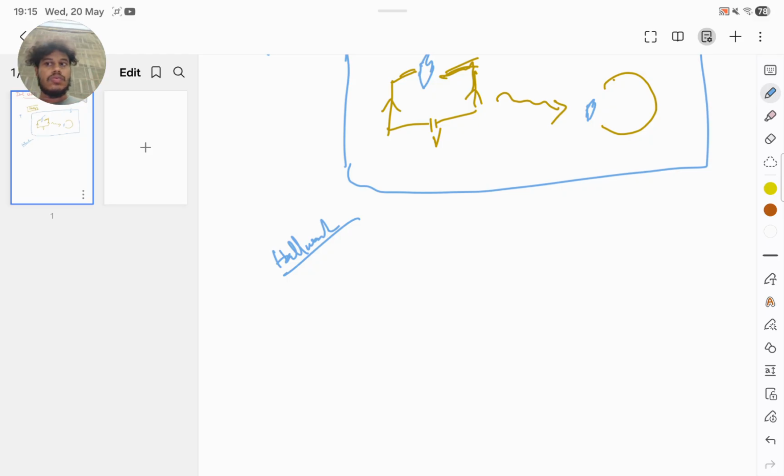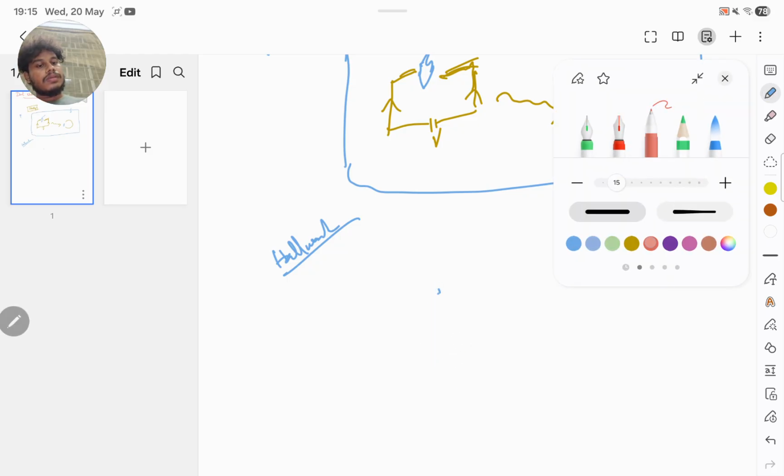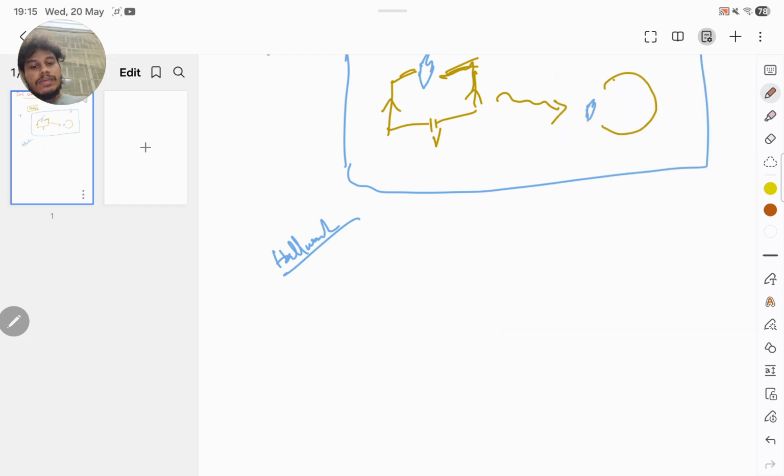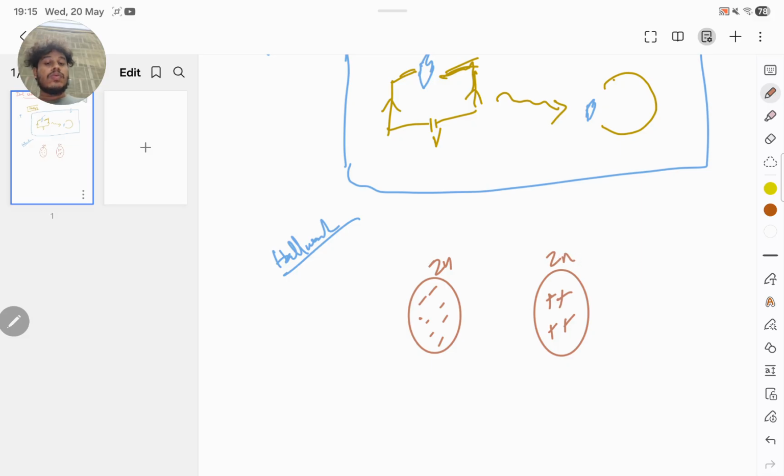There is a person called Hallwachs. He comes into the picture now. What he did was take a certain metal. Here it is negatively charged, and let me say it is zinc. He took zinc metal which is negatively charged, and another one, the same, which is positively charged. Then he just scattered light on it.